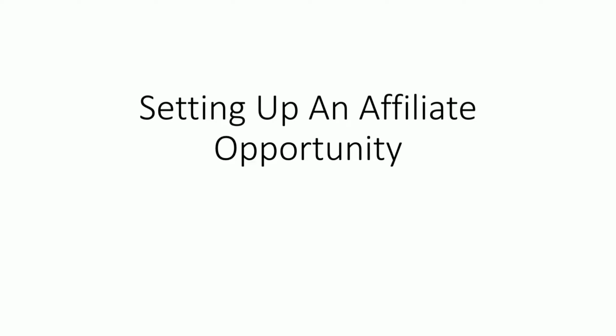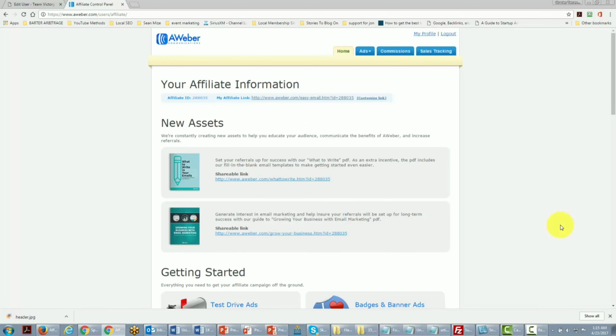Welcome back. Now in this video, we are going to be discussing setting up an affiliate opportunity. You are now looking at the affiliate area for Aweber, an autoresponder company. The reason we've come to Aweber is because they have several different kinds of ads for their affiliate program. One of the things you will notice if you go into the ads area is that they have video ads, badges and banner ads.